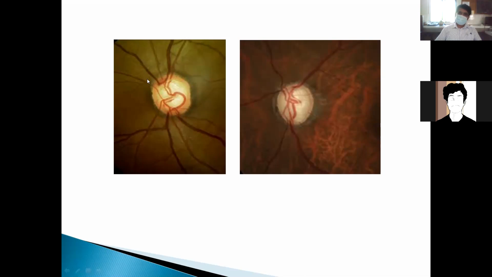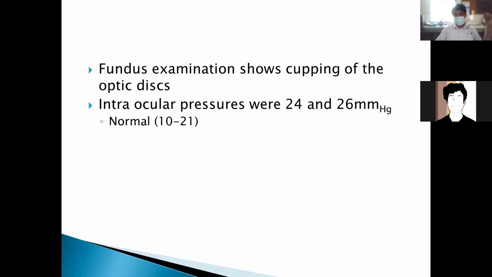So our objective is, when you diagnose a case of glaucoma, you have to prevent it from getting to that state. Treat them, reduce the eye pressure, so that they don't go into complete blindness. The fundus examination shows cupping of the optic discs, and the intraocular pressures were 24 in the right and 26 in the left. The normal pressure is 10 to 21, so the intraocular pressures are elevated.